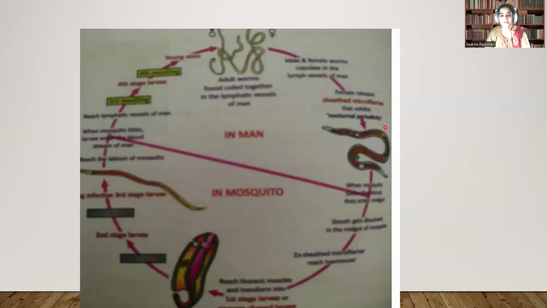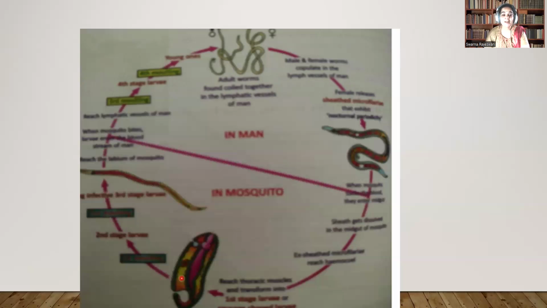And when the Culex mosquito comes and sucks the blood of the person who is infected, they enter into the mosquito, and they directly go into the hemocoel of the mosquito. This microfilaria larva releases its sheath. That unsheathed microfilaria larva we call the sausage-shaped larva. Okay, so that first stage larva is developing into what is called the sausage-shaped larva.